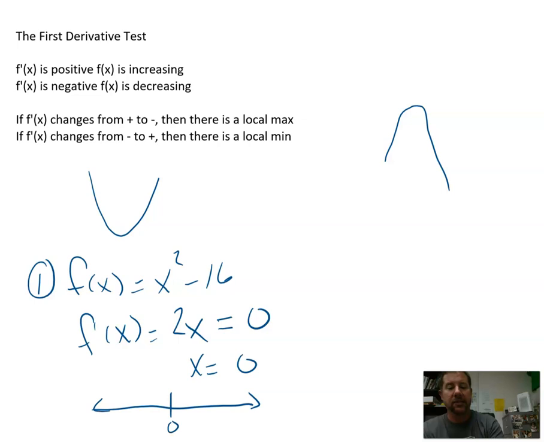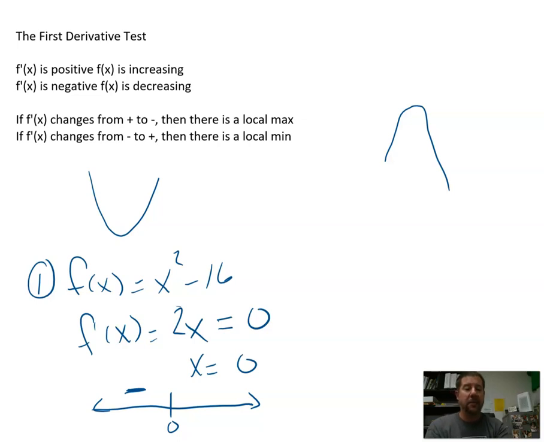So 0, I'm going to put my critical point right in the middle, on my number line, and I'm going to test values to either side. If I take a number less than 0 and plug it back into the derivative, -3, then the derivative would be negative. I don't really care what my answer is. If I plugged in -3, I'd get -6. I just care about the sign. Since I get a negative answer, that's going to be negative on that side.